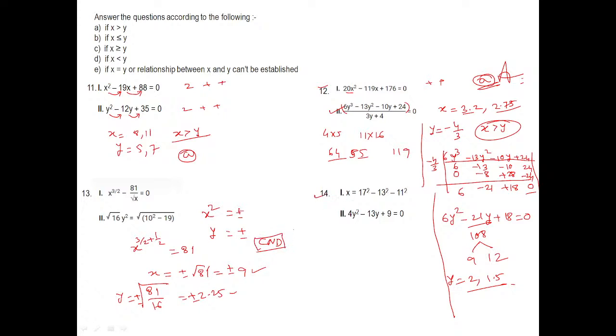Moving to next, x square. So this is 289 minus 169 minus 121. So this is 120 minus 121. So the value of x is minus 1. And for y, this is 49 and 36, and 49 plus 36 sums up to 13 under root. That means the values of y are 1 and 2.25, 4 divided by 4 and 9 divided by 4, that is 2.25. Now this is x less than y. So our option is D, and here C and D, that means E, right?